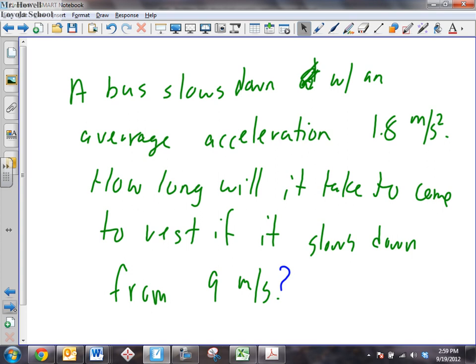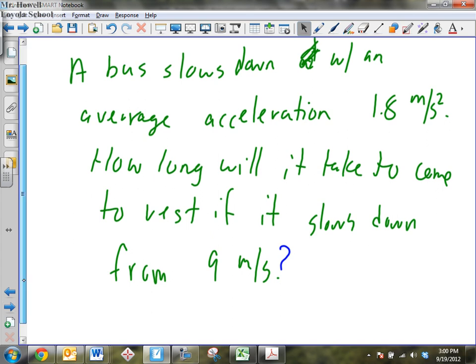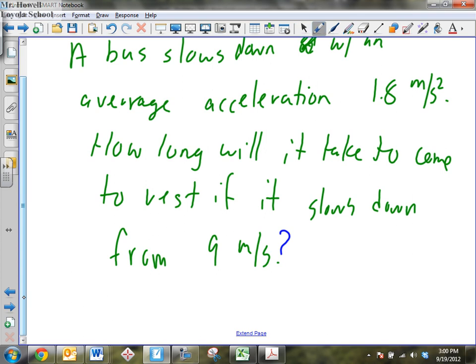So it's coming to rest. What does rest mean? Am I moving? So what's my velocity? Zero. Good. So for this problem, if we listen, it might help. A bus slows down with an average acceleration. So right away, write down your given acceleration. The word is there. Look at the units. Meters per second squared. That's automatically acceleration. So you start with your variable: acceleration equals 1.8 meters per second squared.